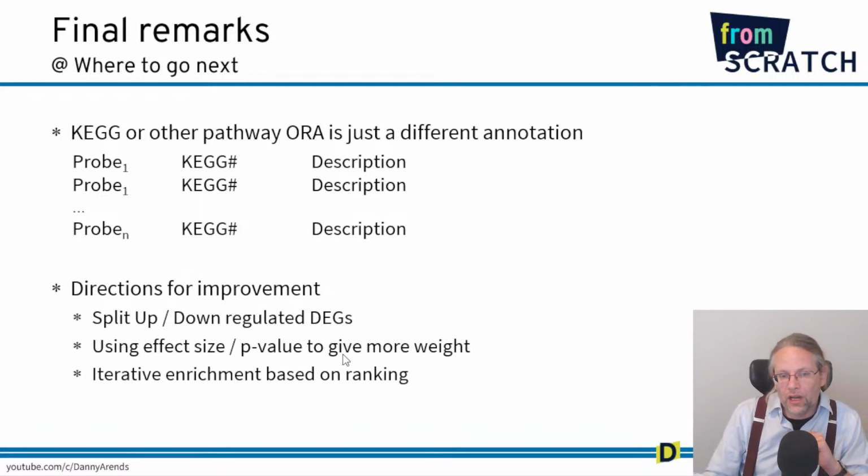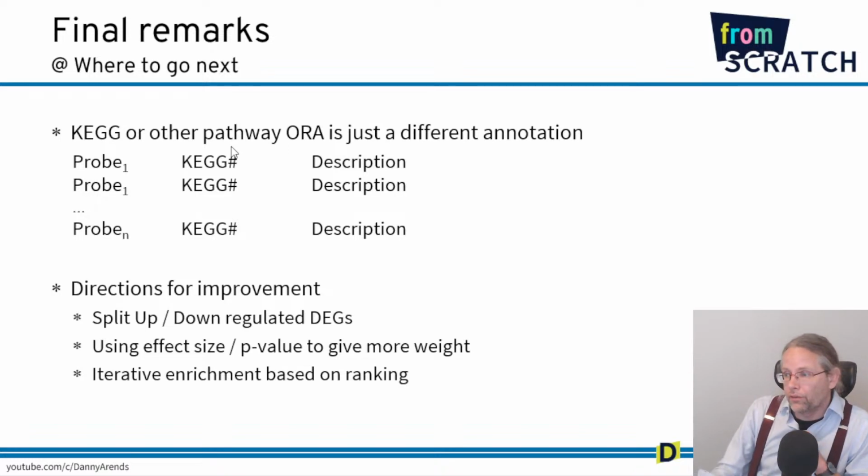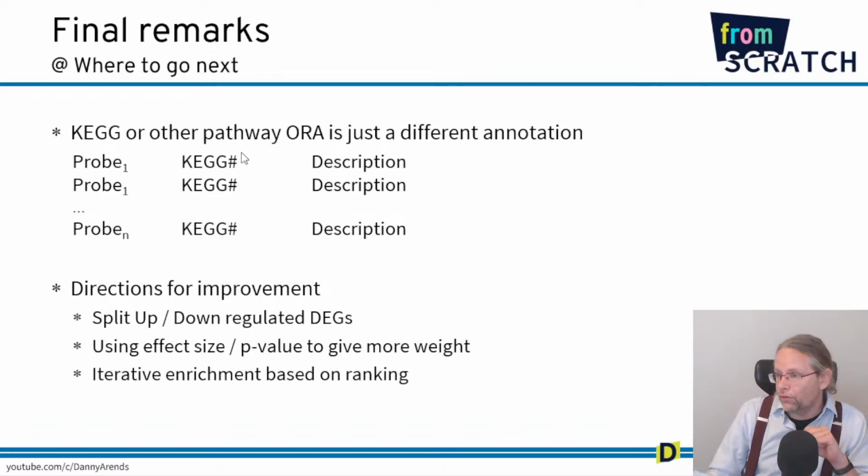And these last two, when you use the effect size and the p-value, you're going more into the direction of weighted co-expression network analysis, so WGCNA, weighted gene co-expression network analysis. And that also uses a combination of p-values to add more lottery tickets to the pool, and they also use a kind of iterative enrichment based on ranking to have a better annotation, so to speak.